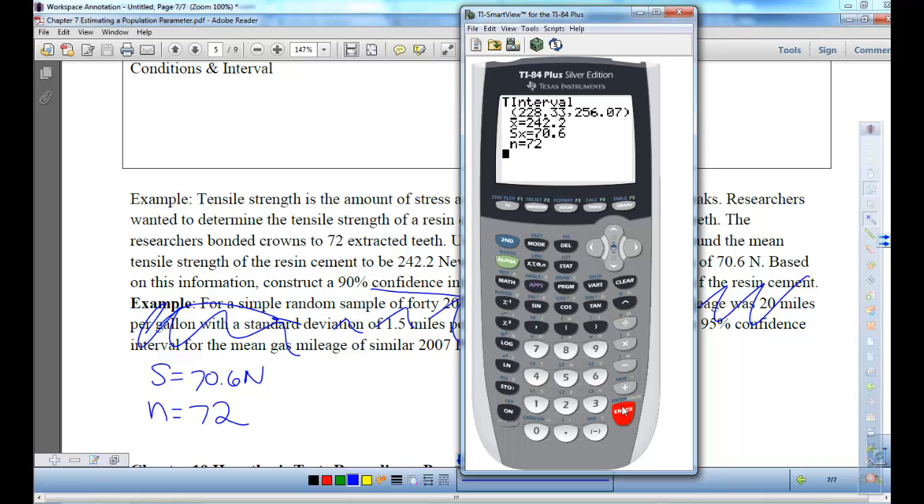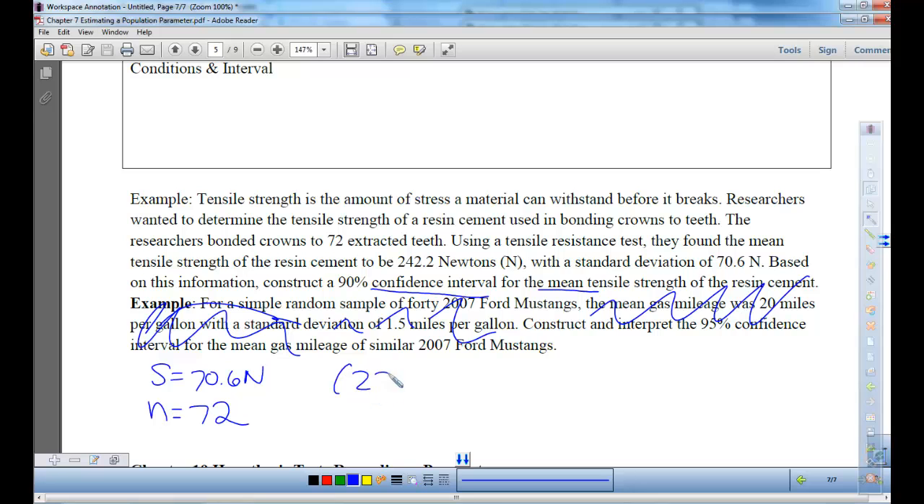Okay, so our confidence interval is 228.33 to 256.07. Okay. Questions about that? Yes.